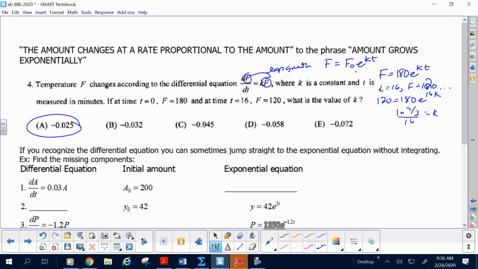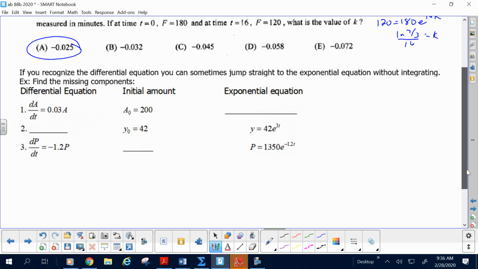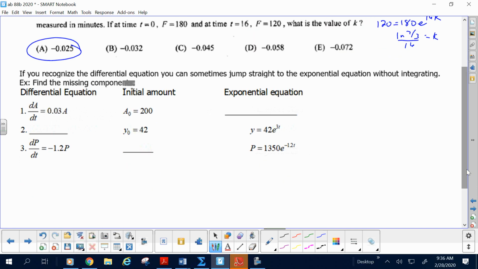All right, you following me so far? I know I'm going fast, but I have a lot to go. Pause for a second, are we good so far? Okay, go on to the second idea then. Try the first one. Given that differential equation and an initial amount, give me, without integrating obviously, the exponential equation.